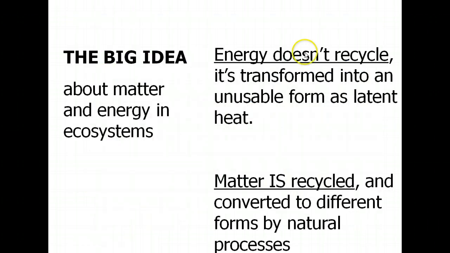All right, so the big idea behind these is the matter cycles and the energy cycles. Energy doesn't recycle. It's transformed into an unusable form as latent heat, never to be recaptured. Matter is recycled and converted to different forms by natural processes. We've got about 5 to 10 billion years worth of energy left in the sun. We'll have to figure out something to do after that.